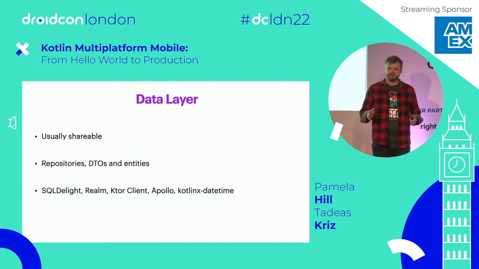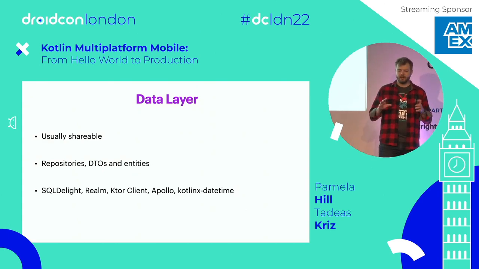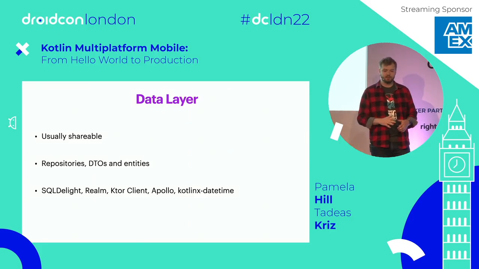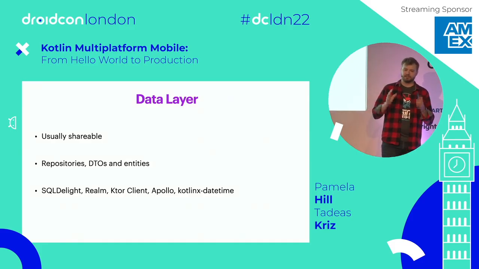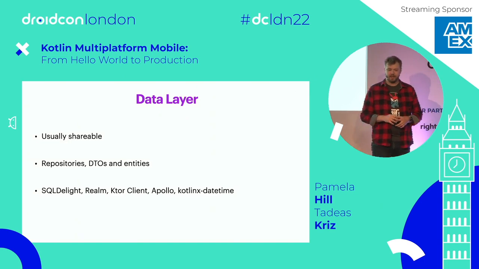And last but not least, the data layer. So again, usually shareable. It will really depend on what technologies you use on your backend and how you communicate with your backend, and also how you want to store data. So if you're fine with storing data locally with SQLite or Realm, then you'll be fine. But if you do need something custom like Core Data or Room, then you can create just interfaces in the data layer that's shared, and the rest is custom for each platform.